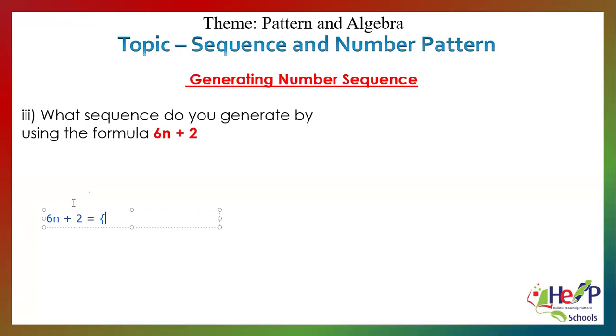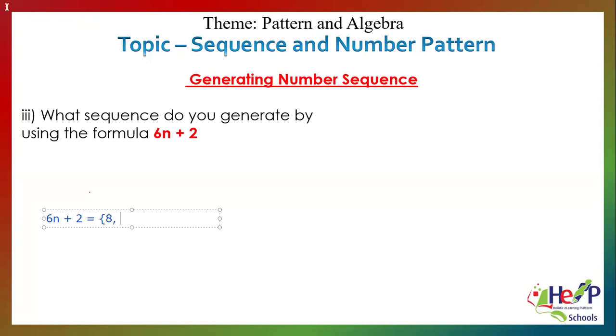6n plus 2 equals 6 times (n plus 2). n will represent 1, to give us what as the answer? First, give me the sequence, then you will explain later. The sequence is 8. The next one is what?